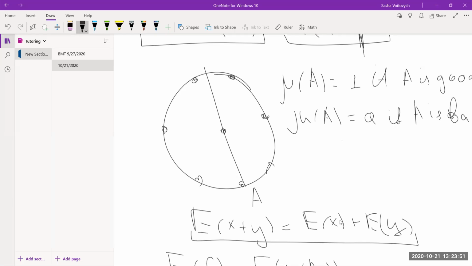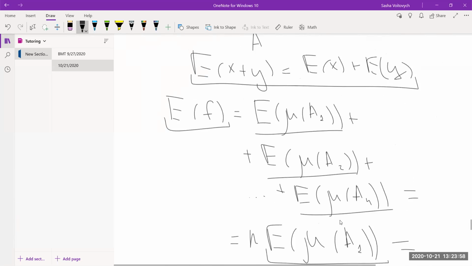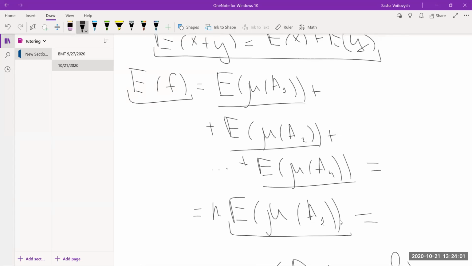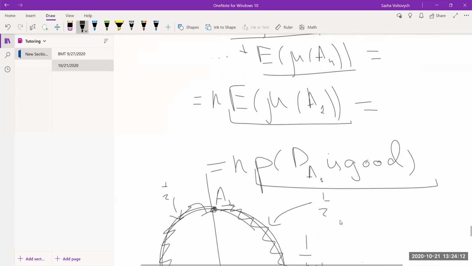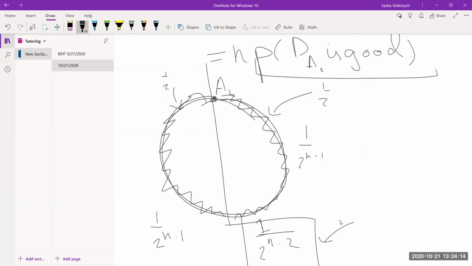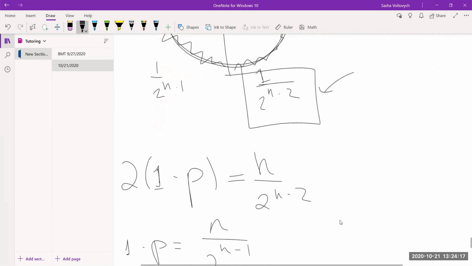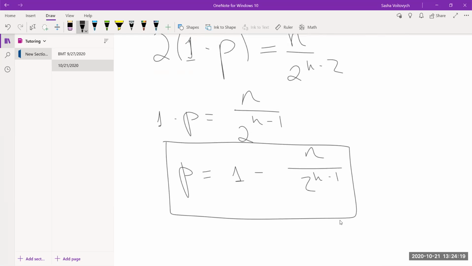So why do I like this function f? Because it can be decomposed into n smaller functions, and each of them is basically the same thing. So if we want to compute the expectation of f, this would be just n times the expectation of the smaller function. And the expectation of a smaller function is fairly easy to compute. So we can find P finally. Okay. Fascinating.